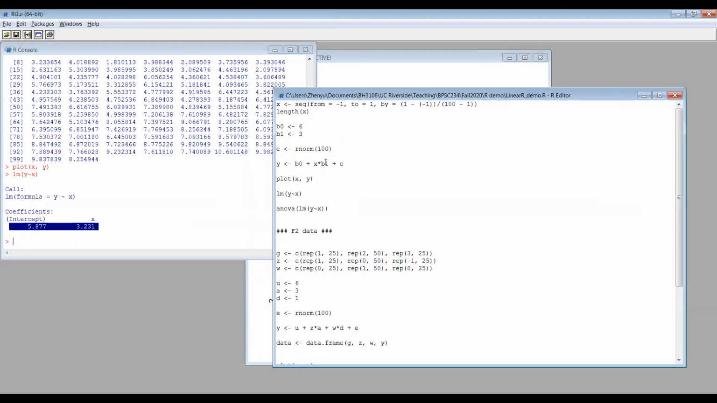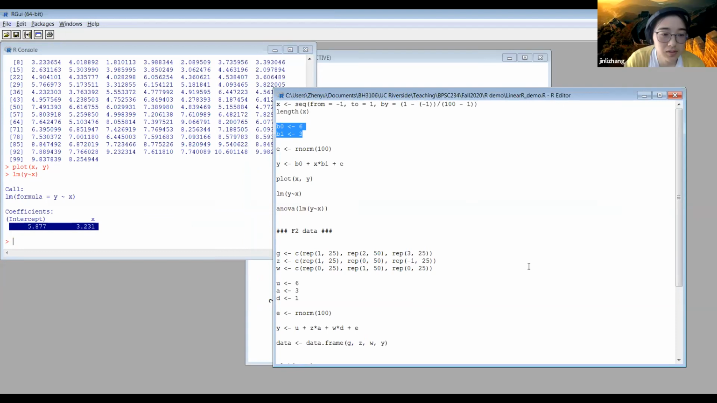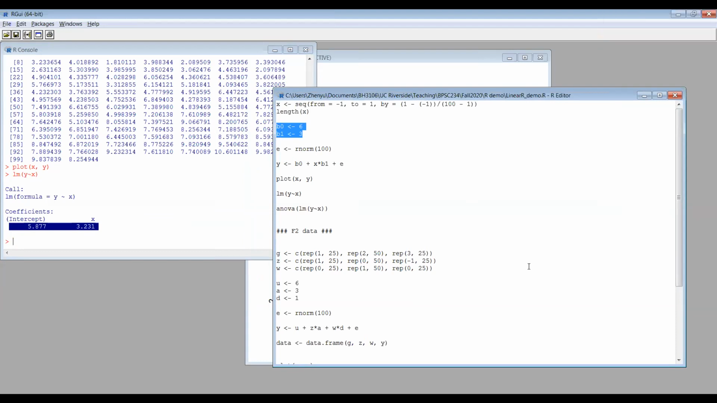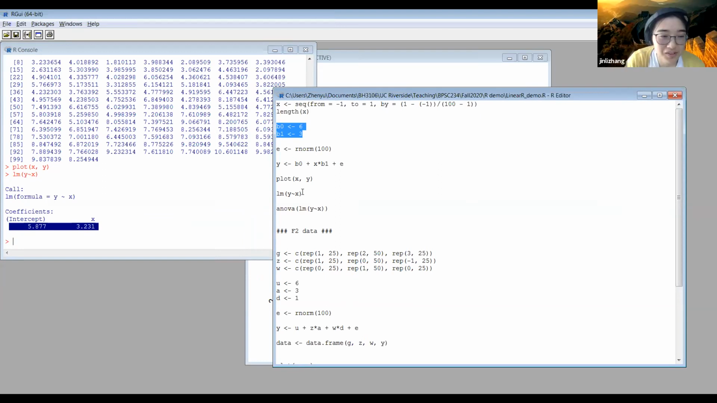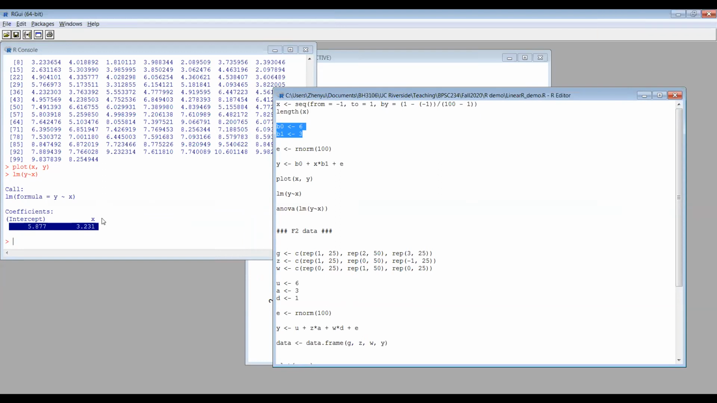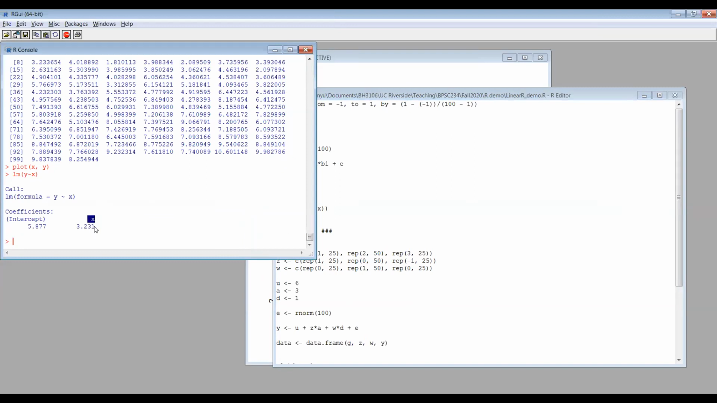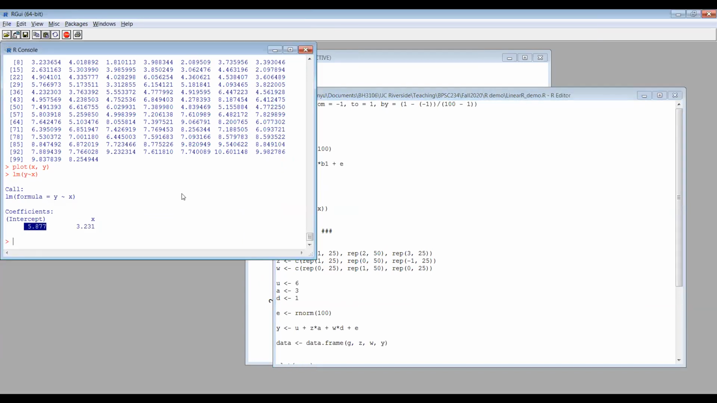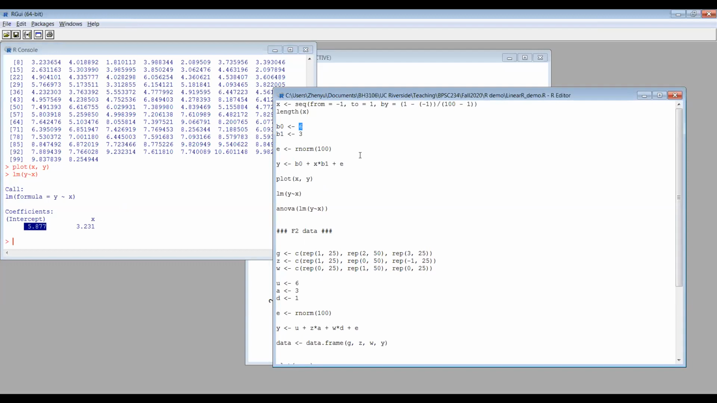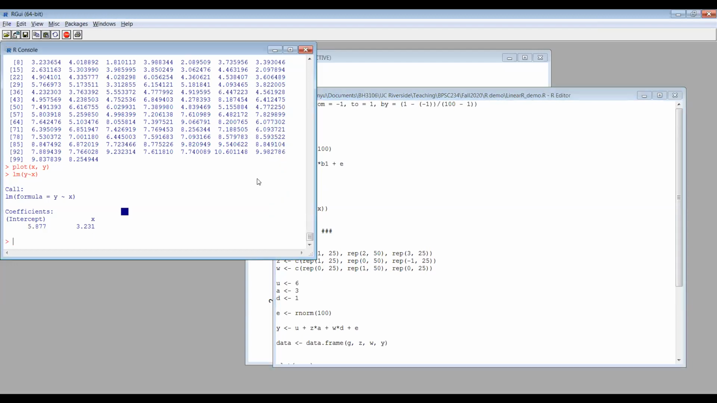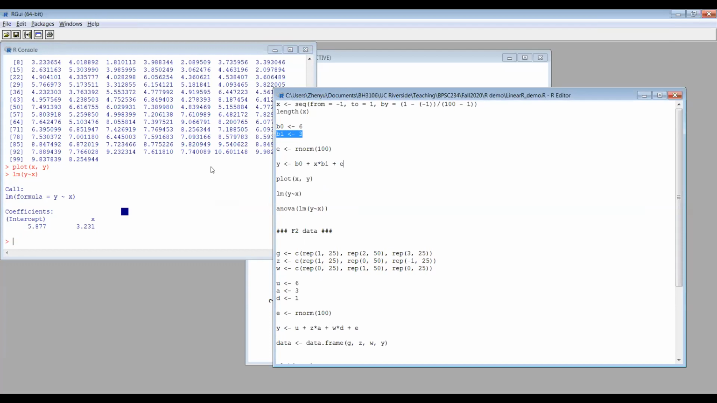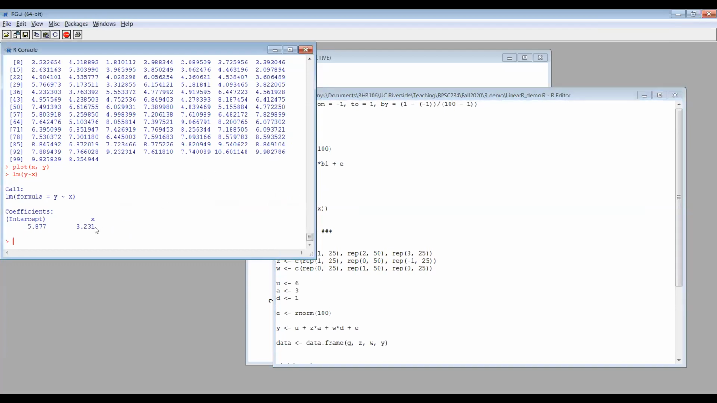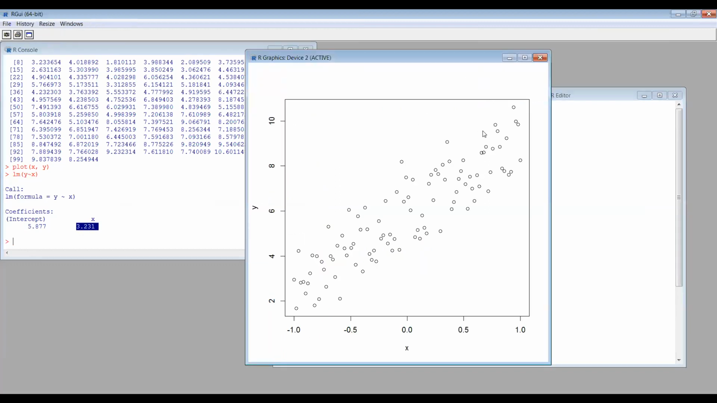Look, by comparing this, okay. B0, and X is B1. X represents the coefficient associated with the genotype. So the intercept is here, 5.8. It's not bad, right? It's close to 6. And the actual B1 is equal to 3. By doing the least square estimation, we get 3.2. Very close, right? Because of the random error.